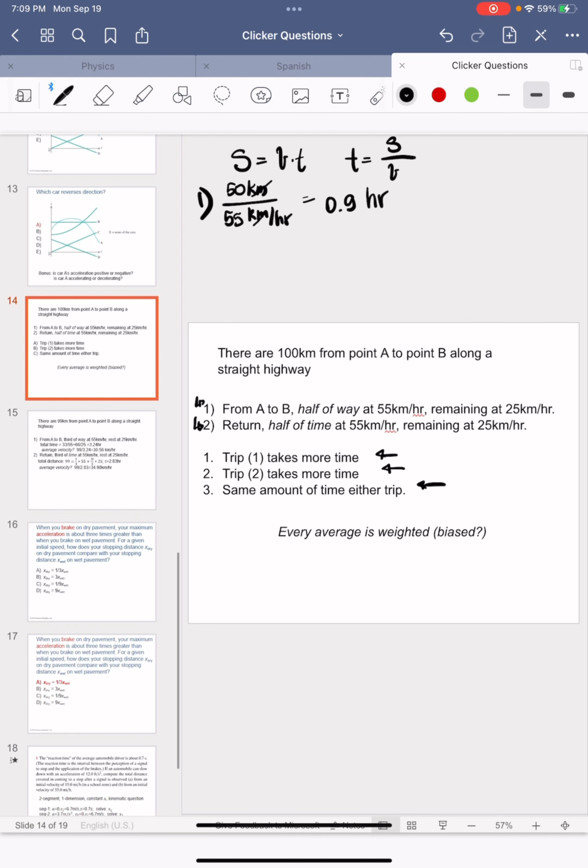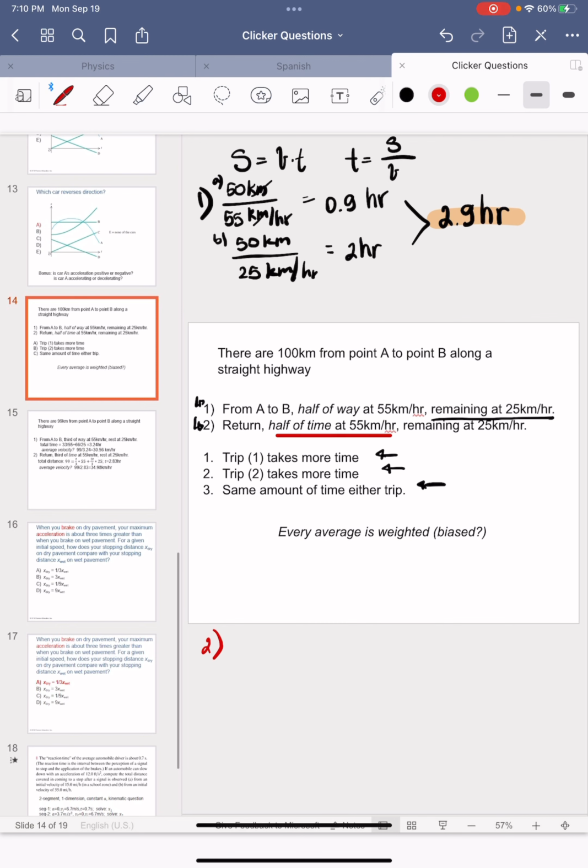So this is the first part, and the second part remaining at 25 kilometers per hour. So the other 50 kilometers which are left, we need to divide by 25 kilometers per hour, and we will get 2 hours, right? So in total, this object will spend 2.9 hours. Let me highlight it.